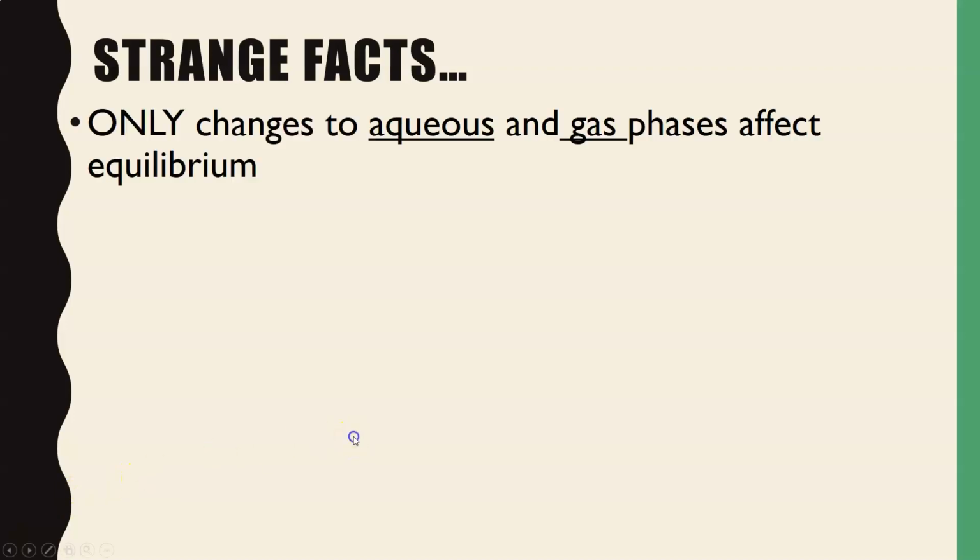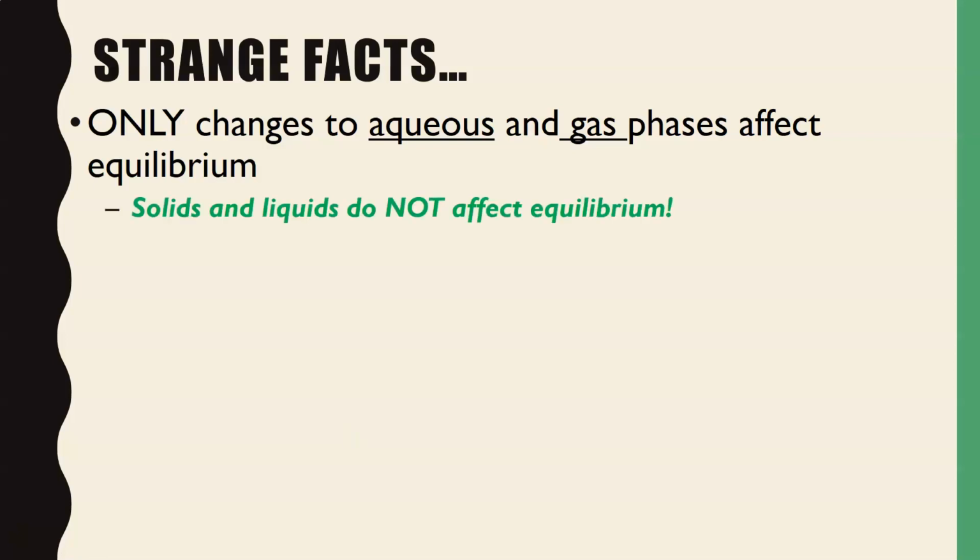Here are some strange things about equilibrium. These are little tidbits that you have to know to be able to get some of the more complicated questions correct. So equilibrium is only going to be affected if you change an aqueous or a gas phase chemical. Okay? If you change a solid or a liquid, nothing will happen. That is a really weird concept.